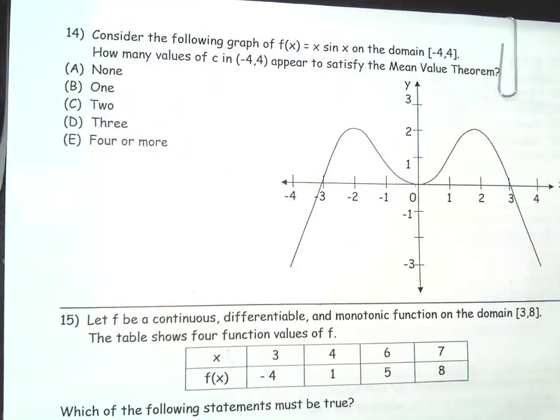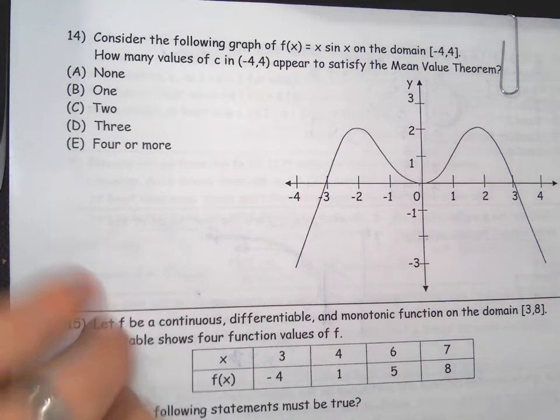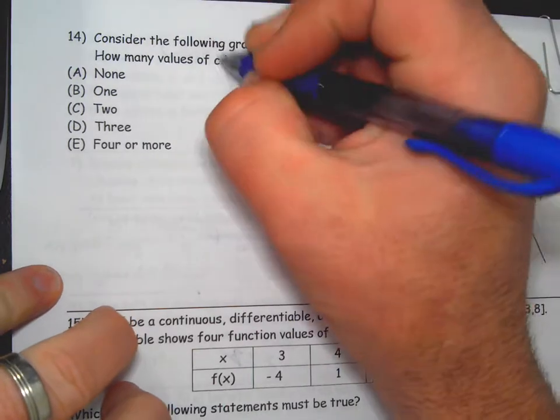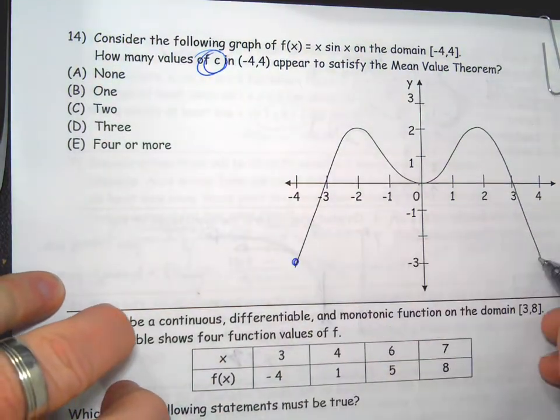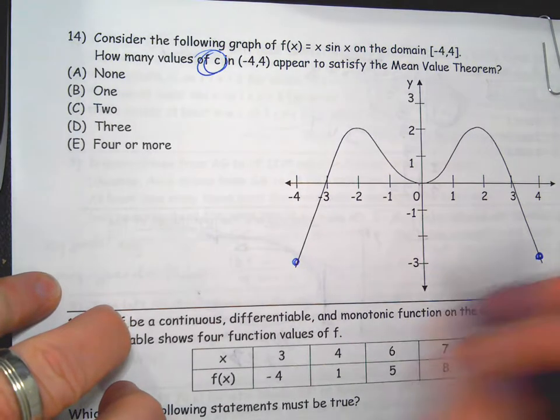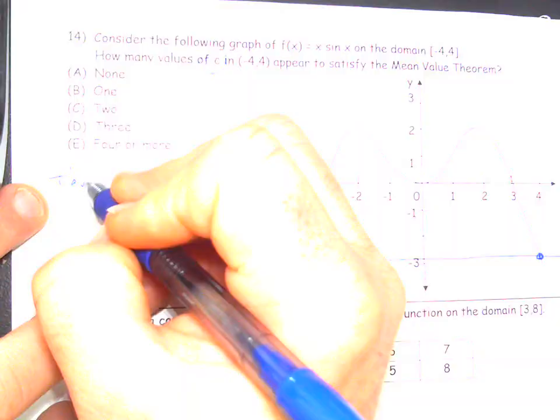Okay, 14. Consider the following graph of the function x sine x on the domain negative 4 to 4. How many values of c in negative 4 to 4 appear to satisfy the mean value theorem? Those are the guarantee. Well, from negative 4 to 4, we could actually do this visually. We could say, well, I mean, we could do it. We could say, well, let's find f average.